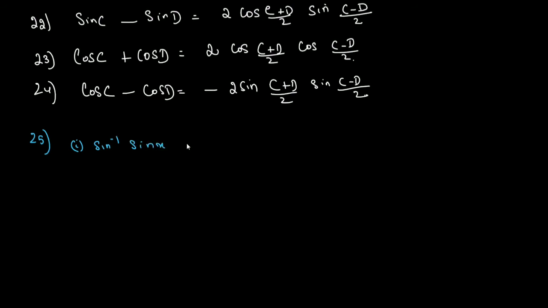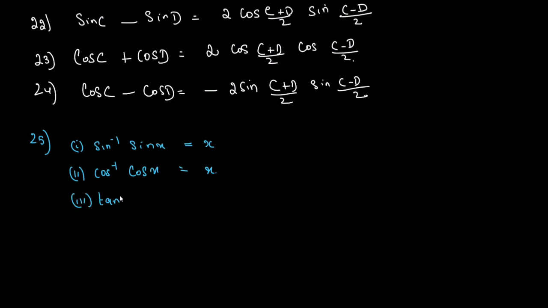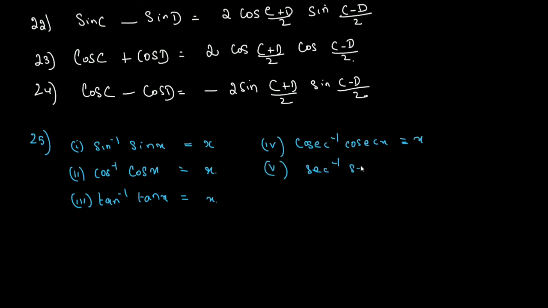Sin inverse is easy. Sin inverse sin x is x. Similarly, cos inverse cos x is equal to x. Third, tan inverse tan x is equal to x. Cosecant inverse cosecant x is x itself. Then secant inverse secant x is x. Cot inverse cot x is x.